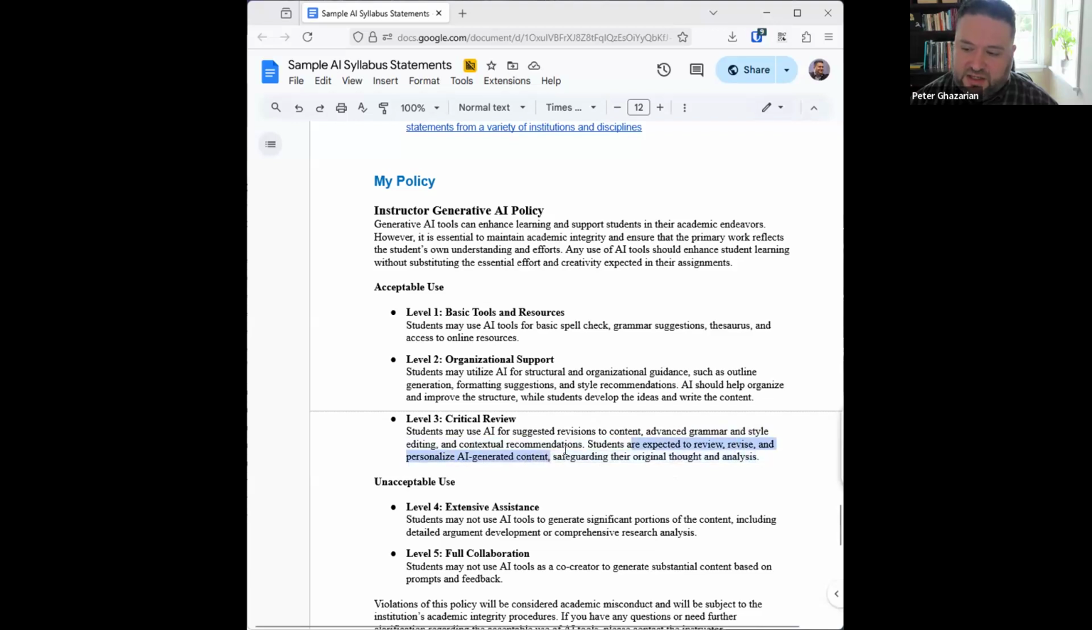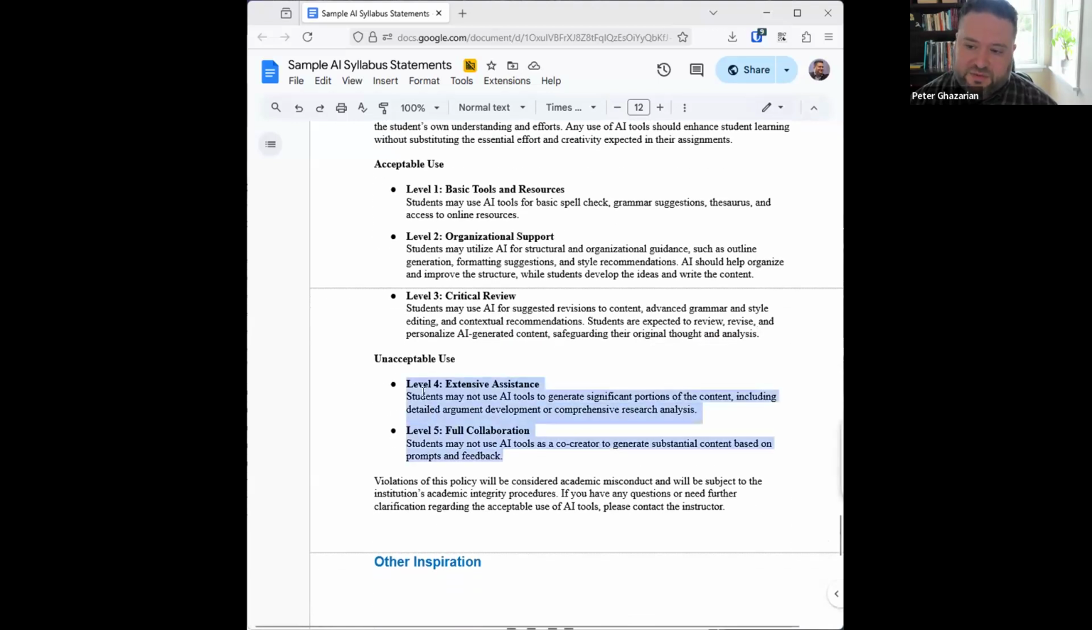And so at this level, level 3, students are still expected to review, revise, and personalize any AI-generated content and safeguard their original thought and analysis, but they're still collaborating to some extent with the AI tool and receiving feedback on work that initially comes from them. They're getting some targeted feedback on ways that they can improve what they've been doing and maybe become more sensitive to issues or problems that might exist in what they've produced.